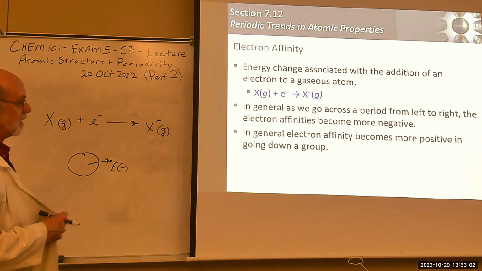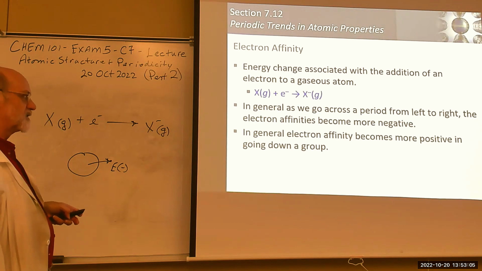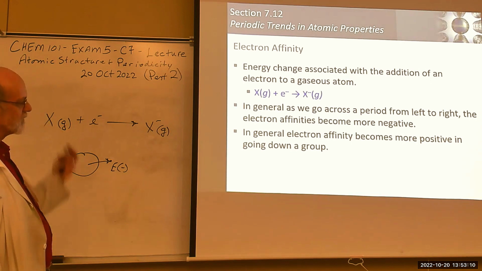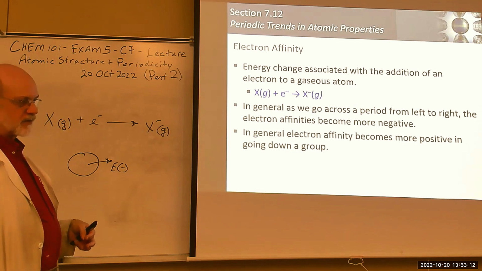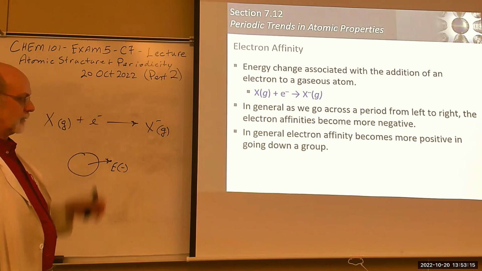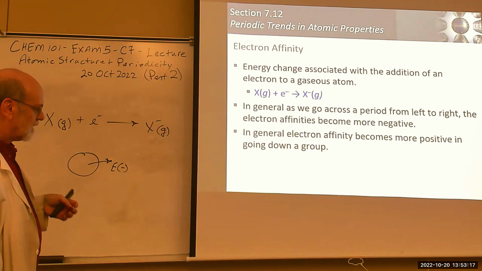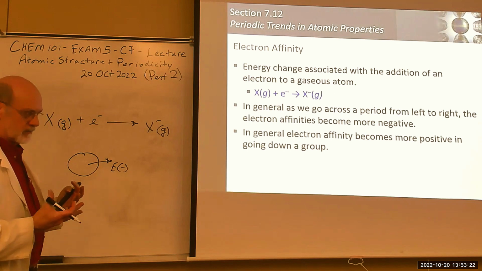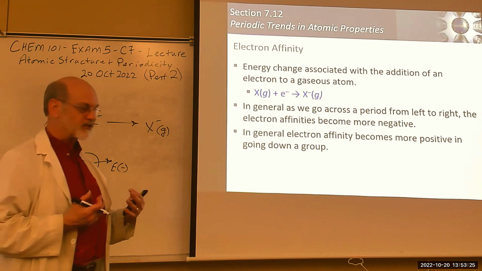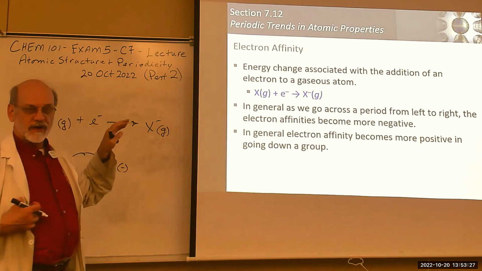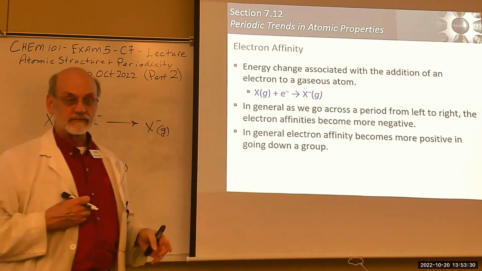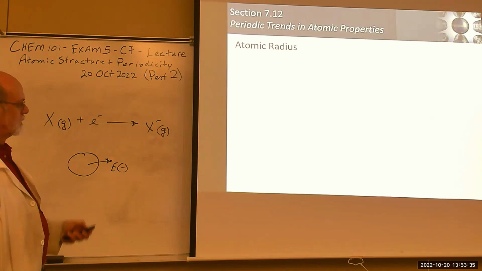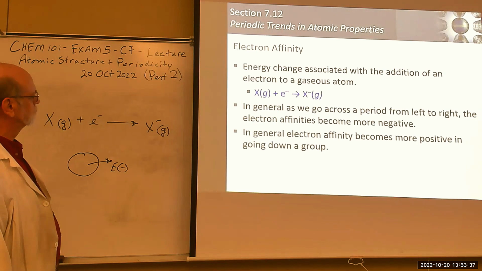Okay, now we can say, what's the trend? The electron affinities become more negative as you move from left to right. And they become more positive as you go down a group. So they become more negative as you go up the group. So if we think of those in terms of strength of attraction, then the strength of attraction for electron affinities is from lower left to upper right.